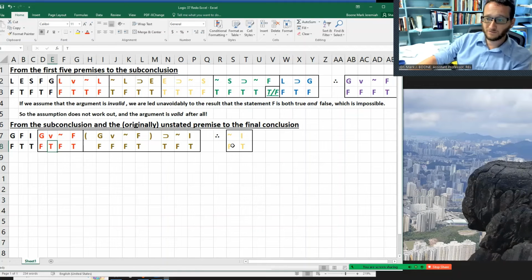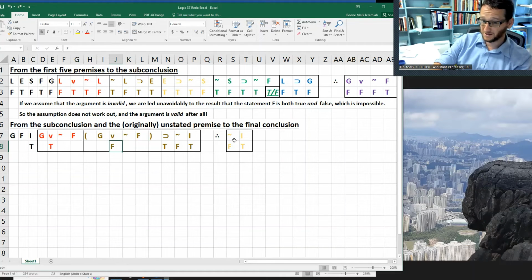All the inferences from our assumption of true premises and a false conclusion led us this way. I is true, therefore G wedge tilde F is false, therefore G is false, tilde F is false, therefore F is true, and therefore tilde F over here is false. And where does that leave us?